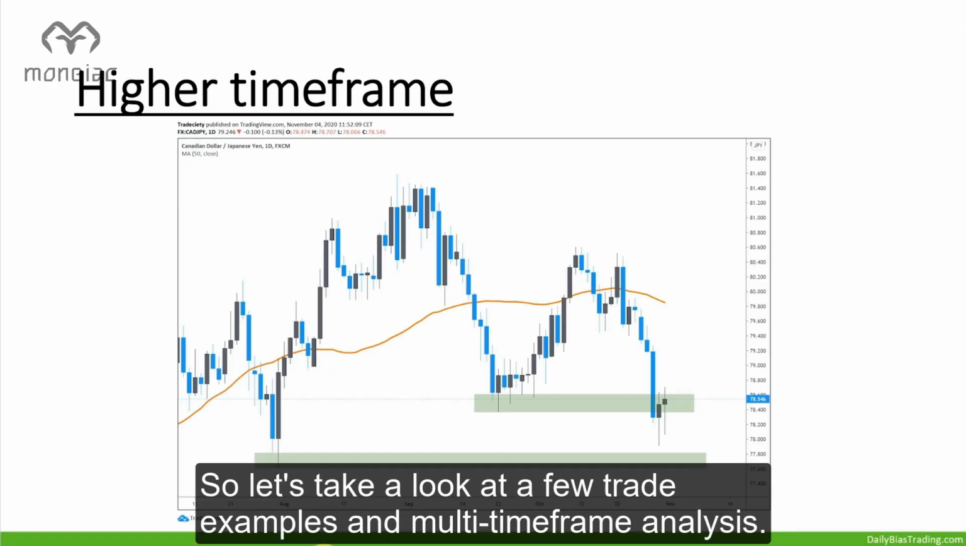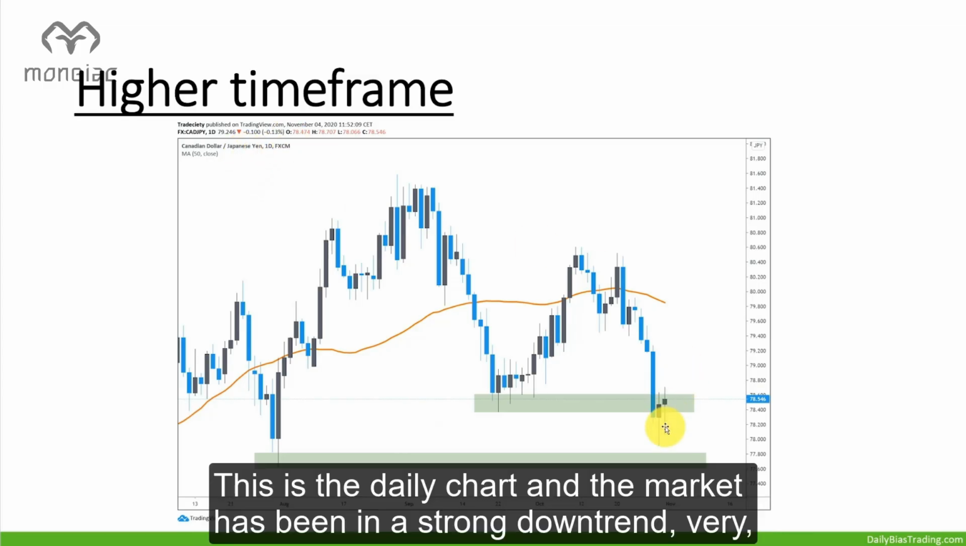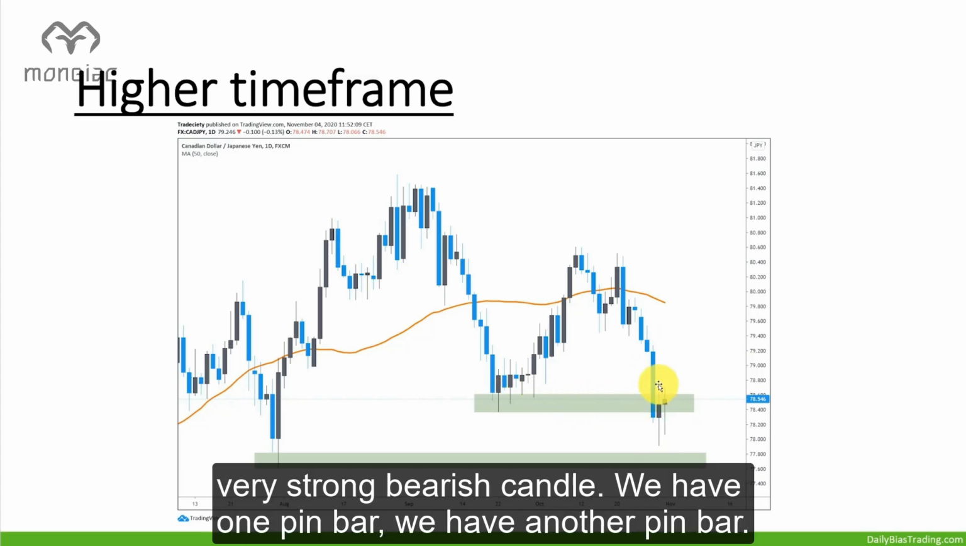So let's take a look at a few trade examples and multi-time frame analysis. Here we are on the Canadian dollar. This is the daily chart, and the market has been in a strong downtrend, especially the last candle here, reaching the previous lows, a very strong bearish candle.